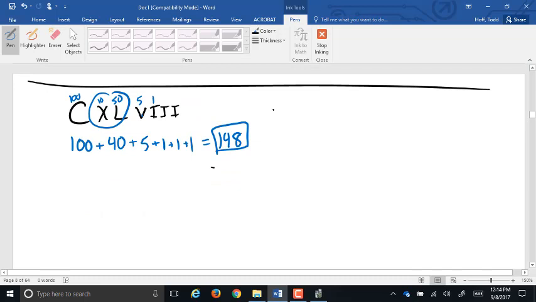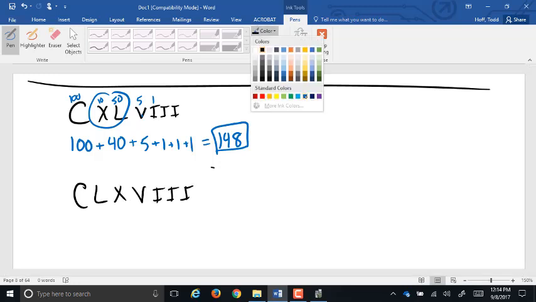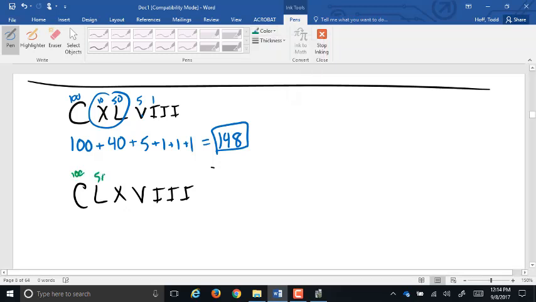Now, here's one that's always stumped me. If it was CLX. Yes, because this would be 100. This would be 50. So that means we're okay to bring down the 100. That's 50. This is 10. So we're okay to bring down the 50. That's 10. This is 5. So we're okay to bring down the 10. Then you've got to subtract. You look at the second number. If it's smaller, then you can bring down the first one.